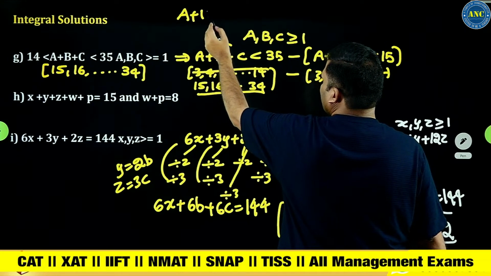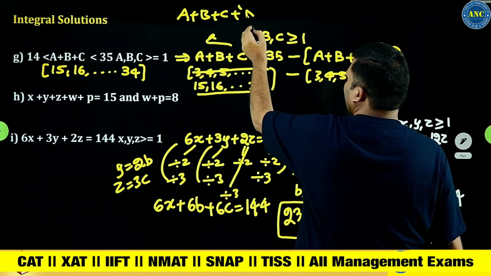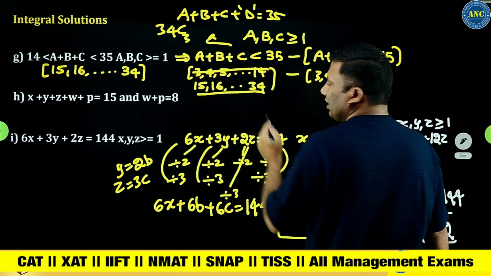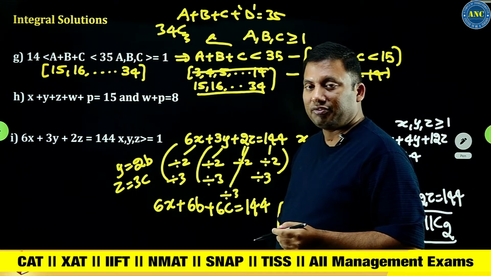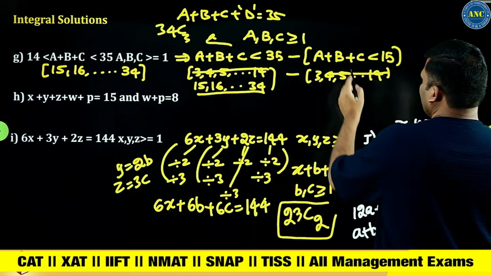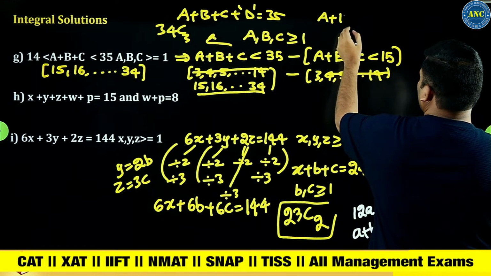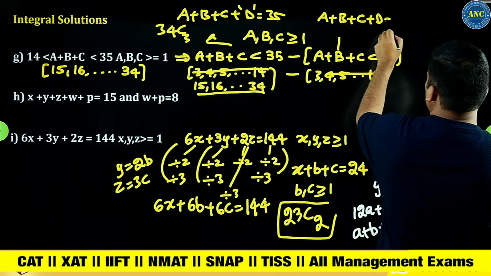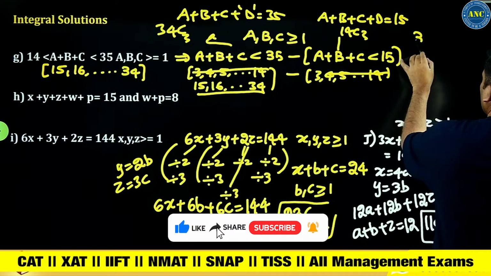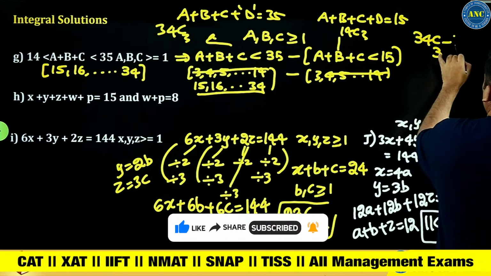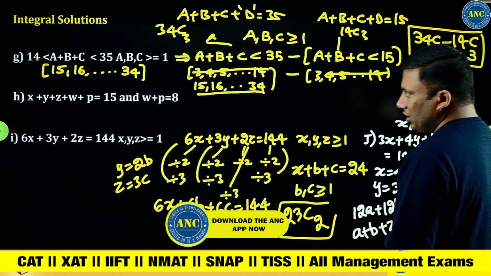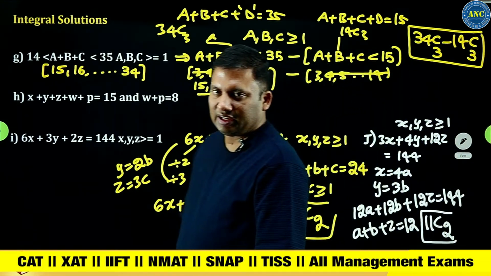a plus b plus c plus dummy variable d equivalent to 35. 34C3. 35 balls are there, so 34 gaps. 4 variables are there, 3 cuts. This is a plus b plus c plus d is equivalent to 15, so 14C3. So the answer for this question is 34C3 minus 14C3.